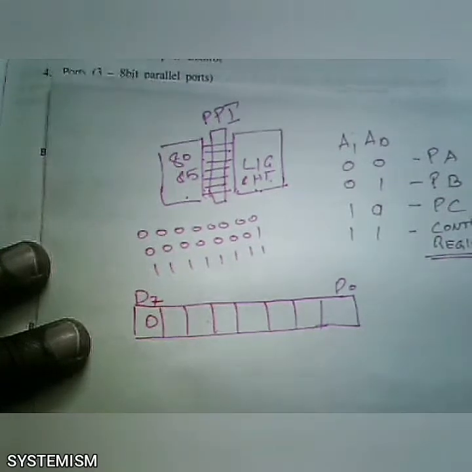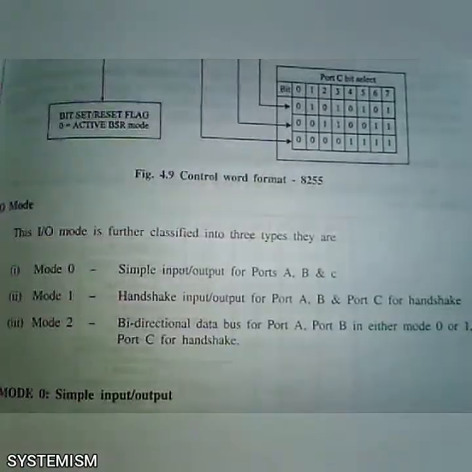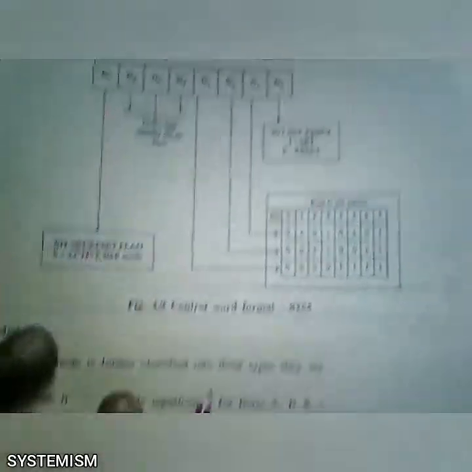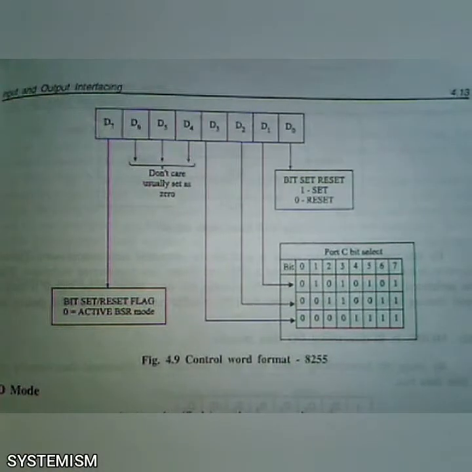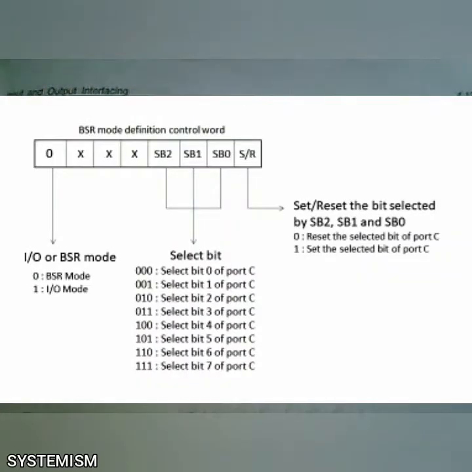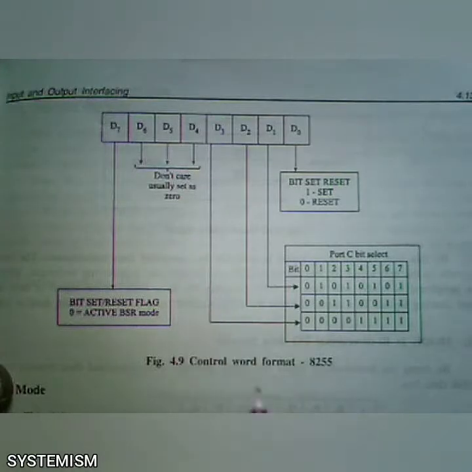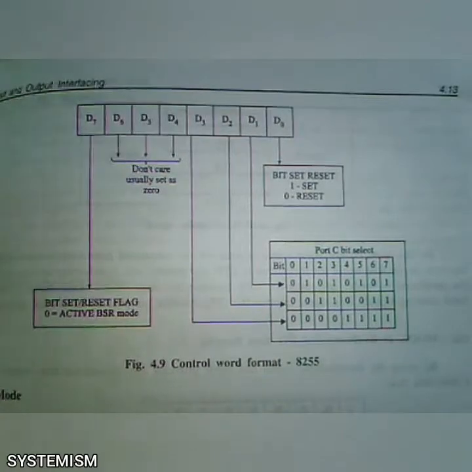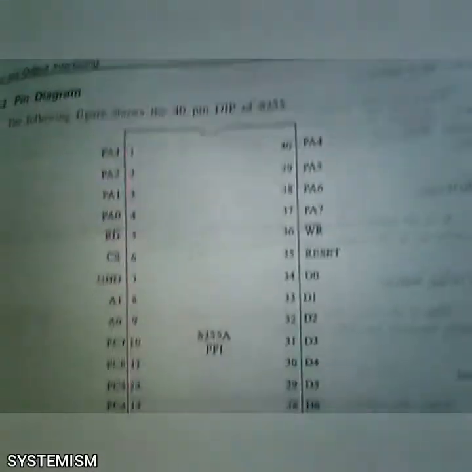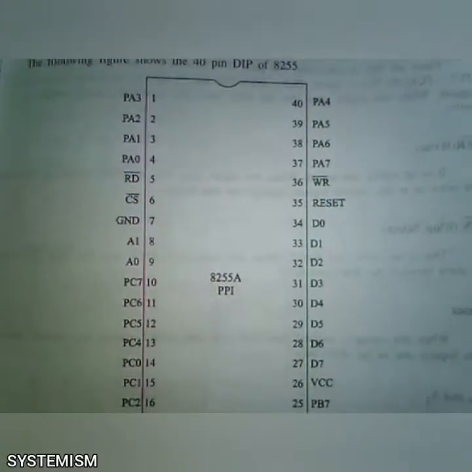I can show you the diagram, by means of which you can easily understand what BSR mode is. BSR mode is used for setting each and every bit of your port C, only for port C. You can set or reset any bit of your port C. So what is port C? From this you can see the diagram. This is the pin diagram of the 8255.